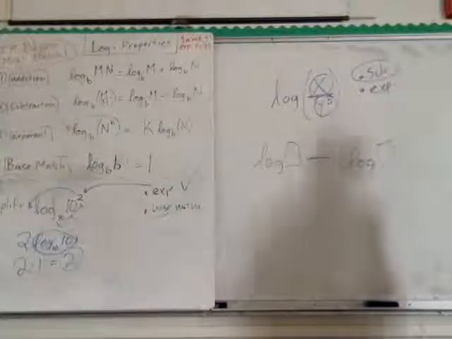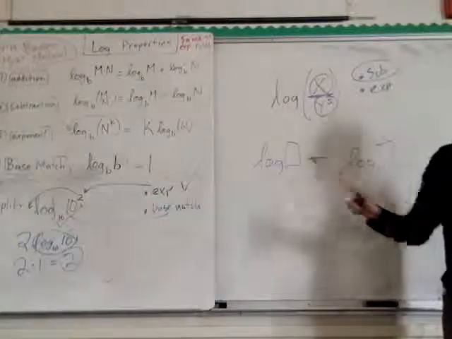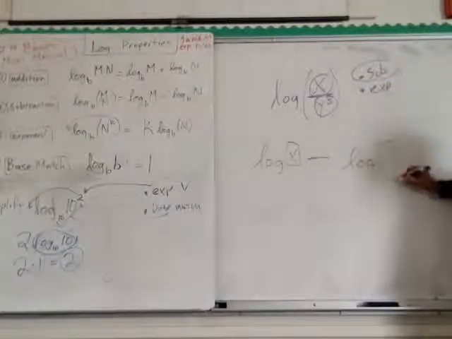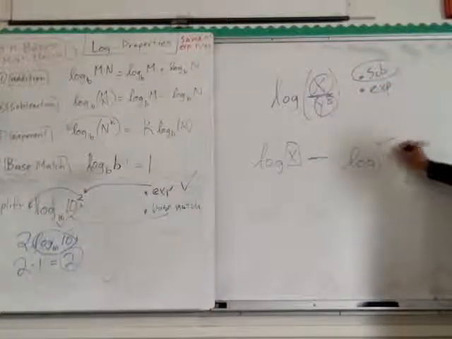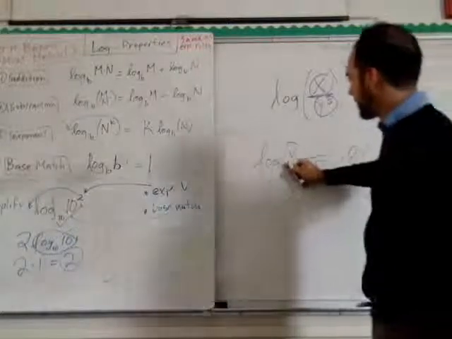All right. Wazine, what goes in the first box? X. Anton, what goes in the second box? Y to the 5th. Perfect. All right. What other property do we have to deal with before we can say we're done?